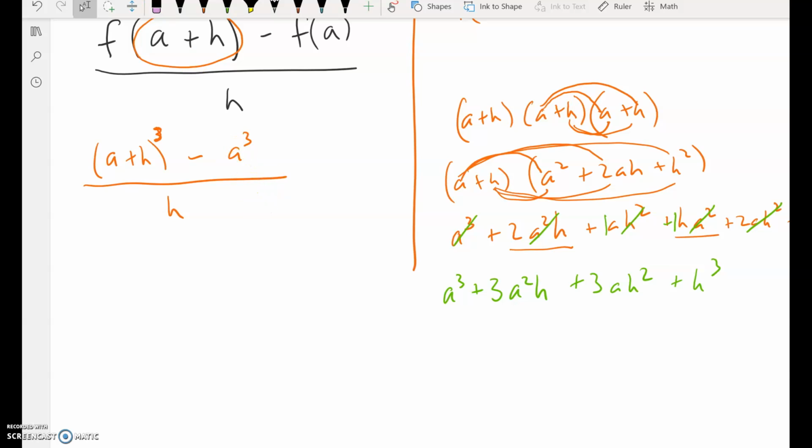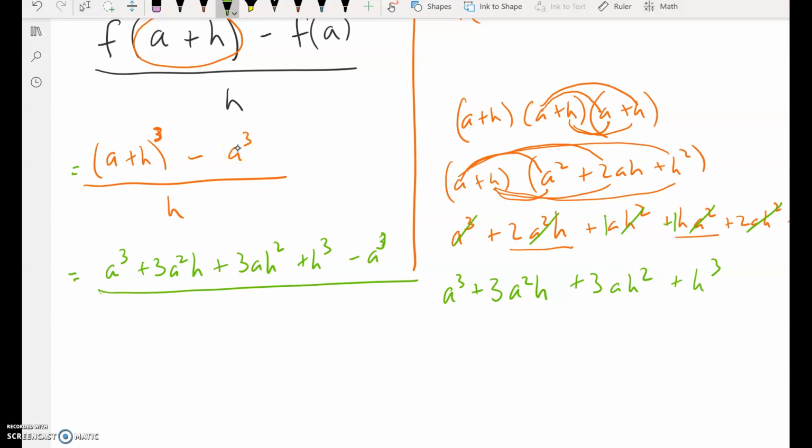So now let's go back to our main line of thought here. So this equals a plus h cubed, which I just worked out: a cubed plus 3a squared h plus 3ah squared plus h cubed. And then I've got my minus a cubed, and then divided by h.